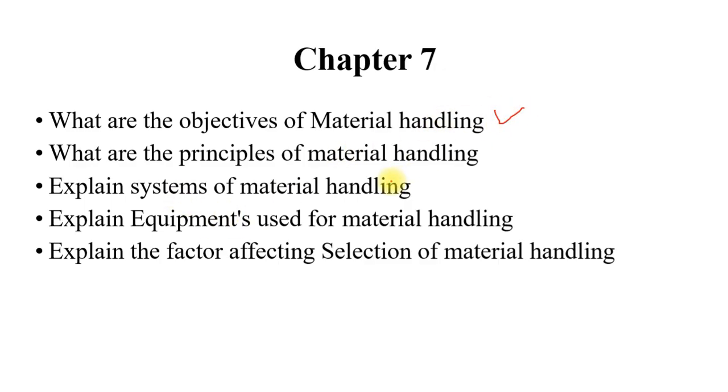Chapter number 7: what are the objectives of material handling? What are the principles of material handling? Explain the system of material handling. Explain various equipments used for material handling. Very important question. And lastly, explain the factors affecting the selection of material handling. So these are important topics from your chapter number 7.